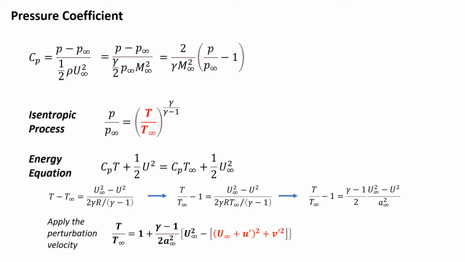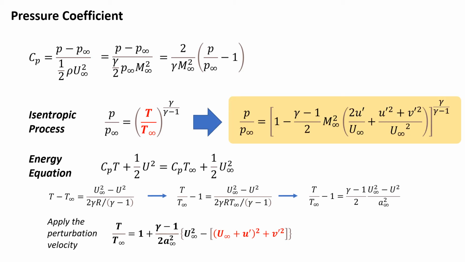Okay, so now we have the temperature ratio, and just put it back to the isentropic process, which is a relation between pressure ratio and temperature ratio. So we have this relation. It looks not so neat, but let's see what happens next if we are further applying the small perturbation assumption. Okay.